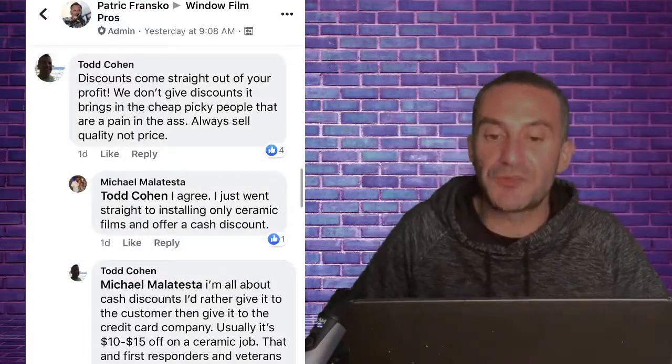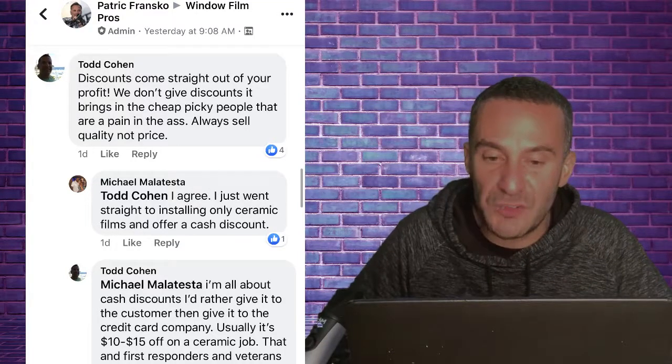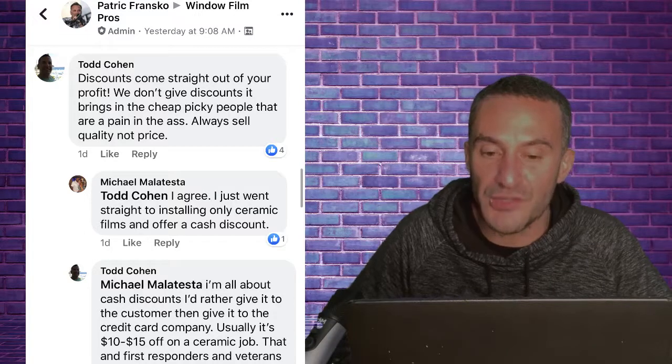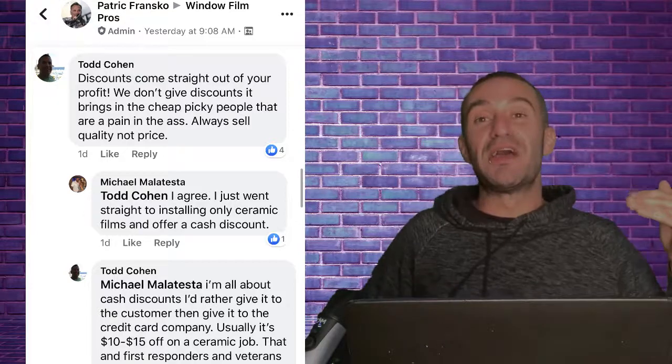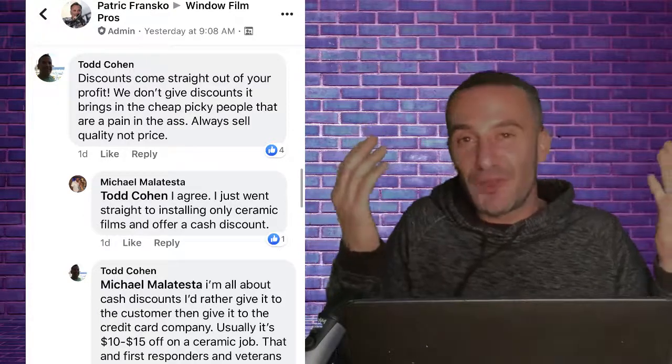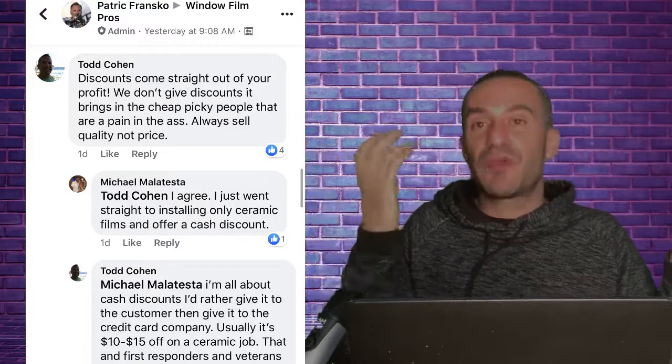So Todd said, discounts come straight out of your profit. We don't give discounts. It brings in the cheap, picky people that are a pain in the ass. Always sell quality, not price. Now, while I agree, always sell quality, not price, this is one of those yin and yang posts. So if you read this, you're like, this guy never does discounts. Don't give discounts. It's going to bring in the wrong customer.